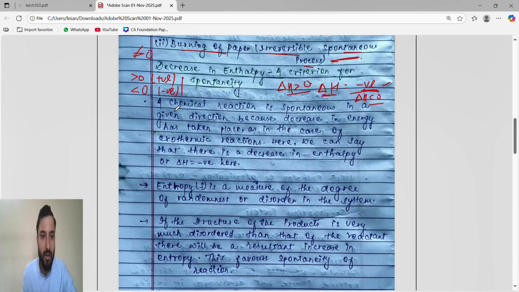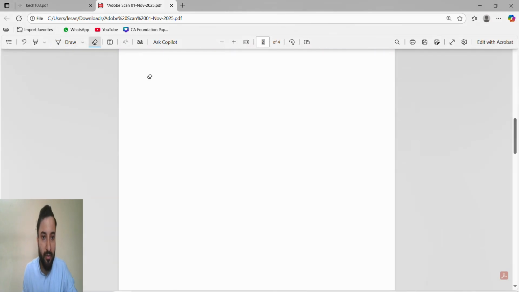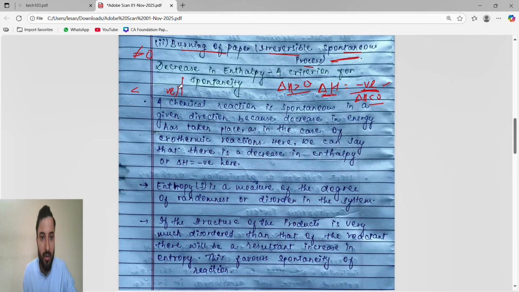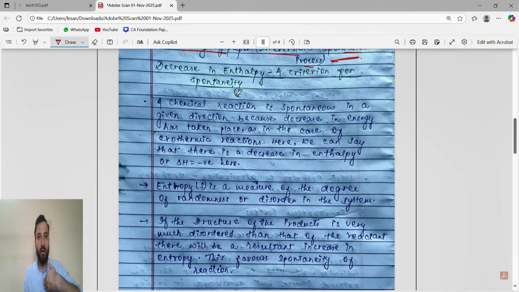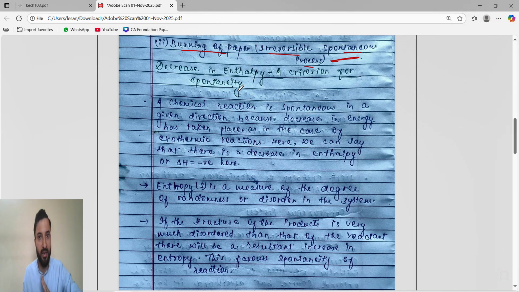So that's why, guys, here you can see, irreversible process means what? Irreversible process is in one direction, but reversible is bi-directional. It will go in the forward and reverse direction, two directions. So see, decrease in enthalpy is a criterion for spontaneity.